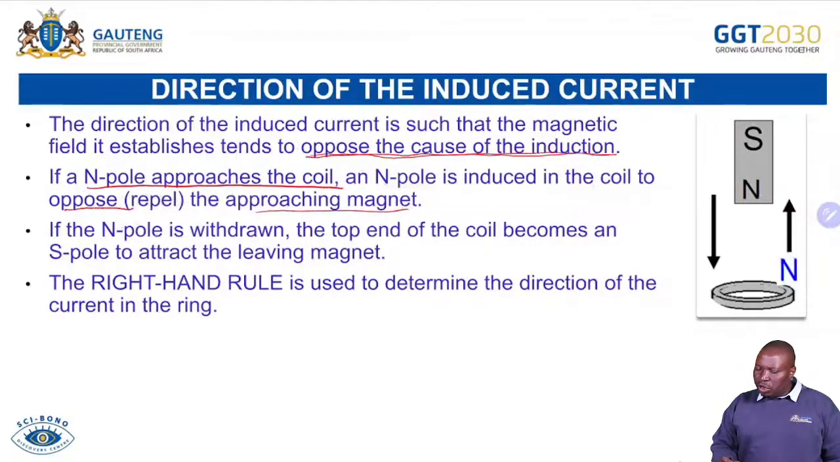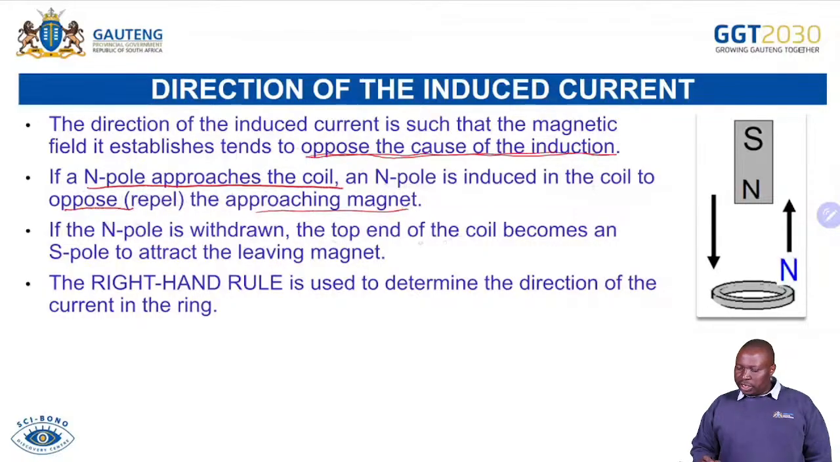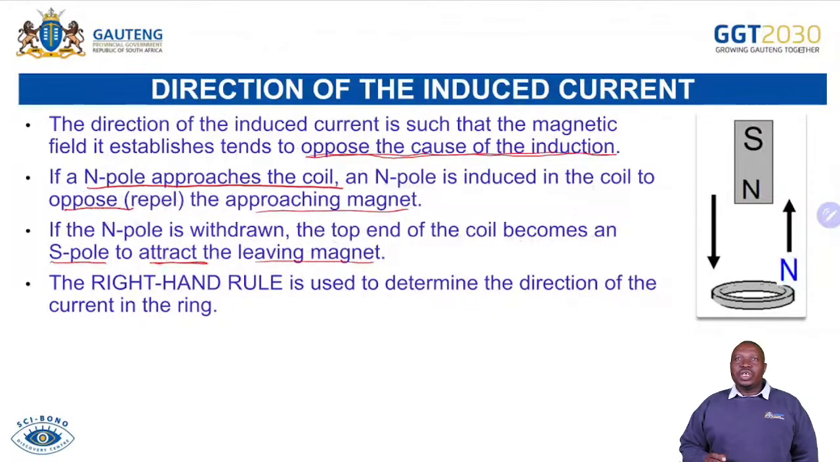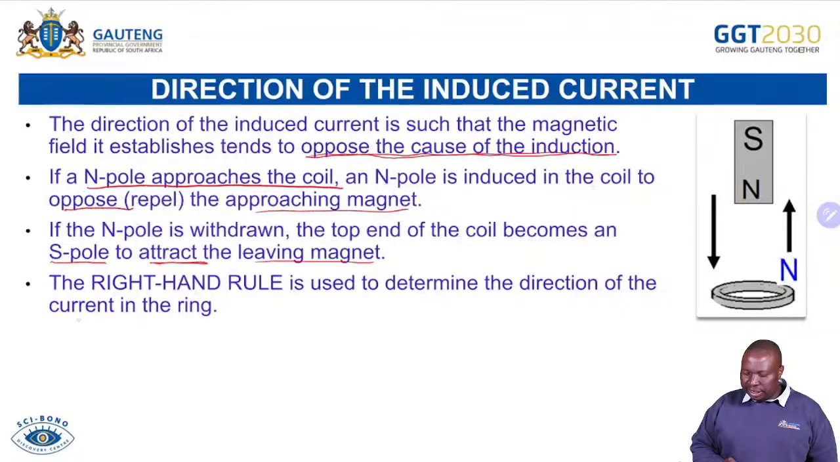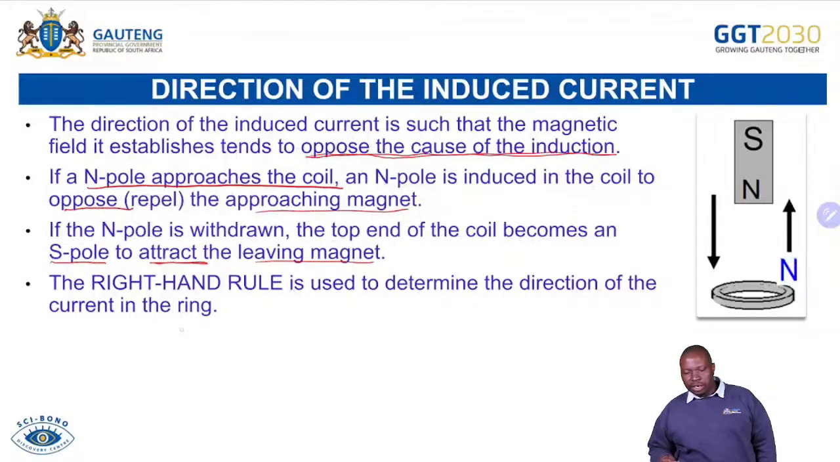And then if the north pole is withdrawn, the top end of the coil becomes the south pole, as if saying, north, don't go away, come back. So when the north is leaving, the coil becomes south so that it can attract the leaving magnet. And we are saying we use the right hand rule. It's used to determine the direction of the current in the ring. And then you are able to deal with that one.